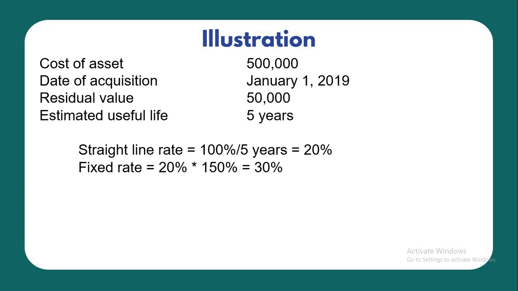So as you can see, example, 5 years, the straight line rate is 20%. Therefore, the fixed rate is 30%. Kaya gi-multiply lang nato siya sa 150%. Now, subsequent to that, the process will be the same as the double declining. Again, on the first year, you ignore the residual value. However, again, at the end of the life of the asset, dapat ang carrying amount niya will be equal to the residual value. Okay?